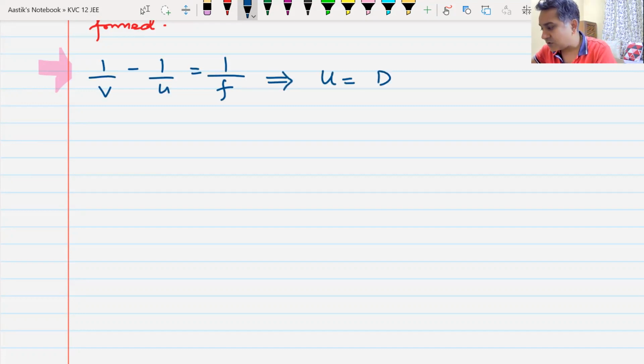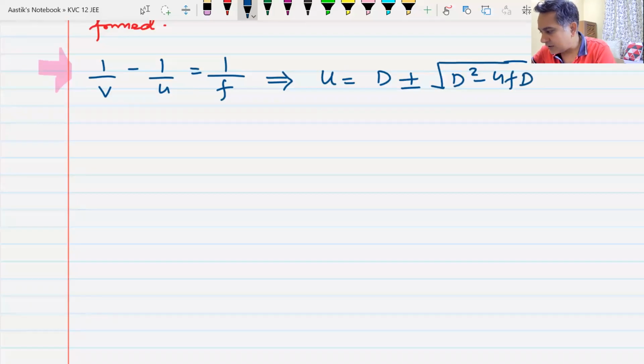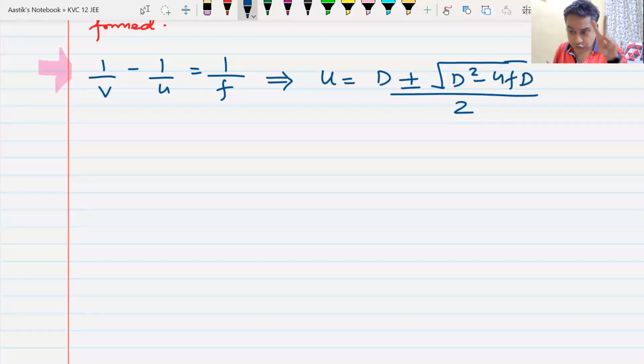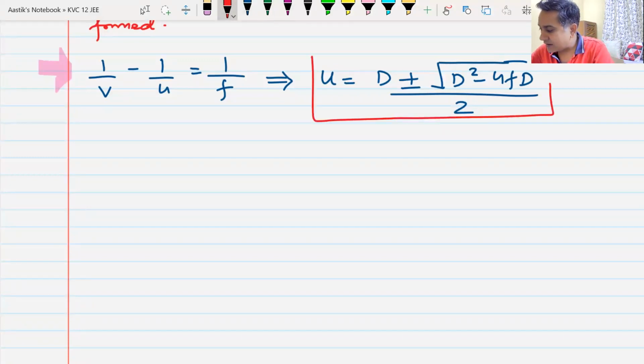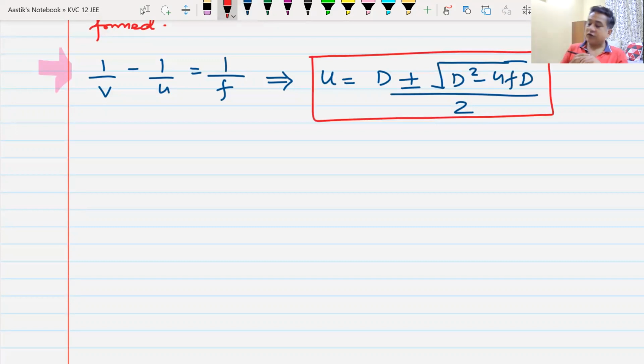And remember the solution for this quadratic equation, because this solves everything in this problem. You will get this as the quadratic equation, and you will get two values of u for which a real image can be formed. So this is the quadratic equation, and this is the solution for that quadratic equation. Now, once you remember this equation, everything becomes very simple.